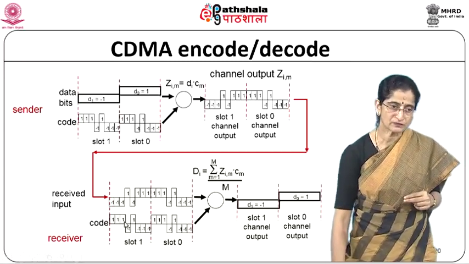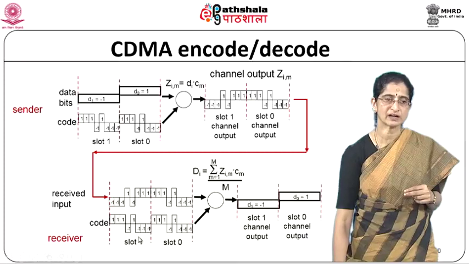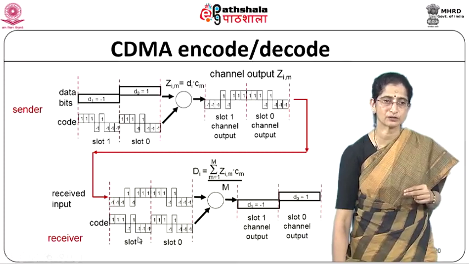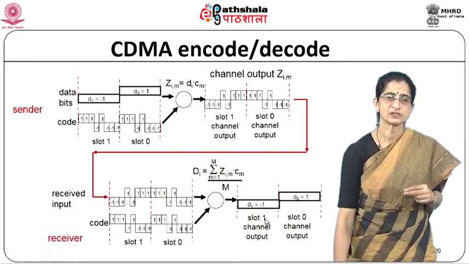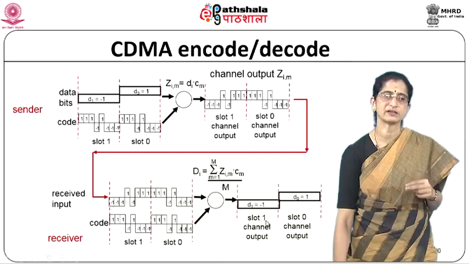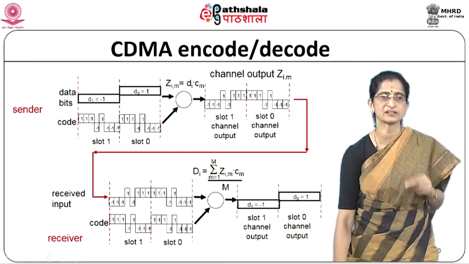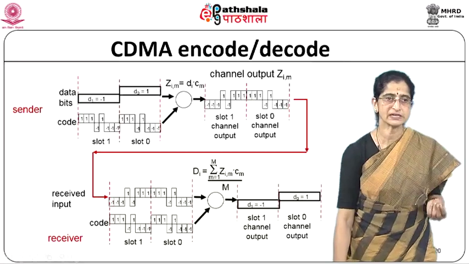And when I do a dot product of this value and this value, you have 1 here and a -1 here. So what will you get when you do a dot product of this? You will get a value of -1. So I know that the data that was transmitted here was a -1. So this is the idea that is used in encoding and decoding of CDMA data.